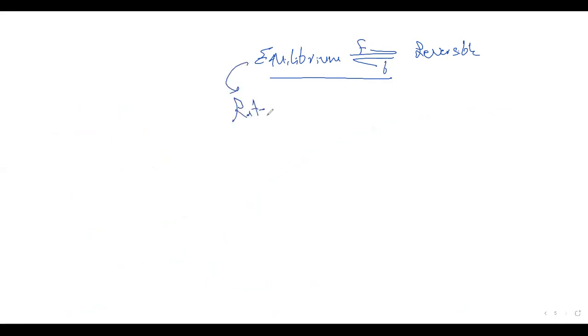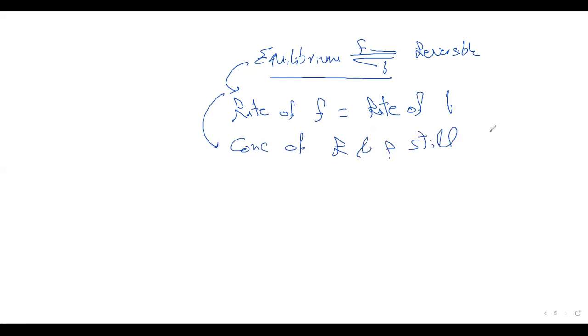After that, we have equilibrium. What's meant by equilibrium? Equilibrium takes place in reversible reactions. The reaction proceeds in two directions, forward and backward. An equilibrium takes place when the rate of forward reaction equals the rate of backward or reverse reaction. So rate of forward equals rate of backward or reverse reaction, and the concentration of reactants and products stays constant, no longer changing.